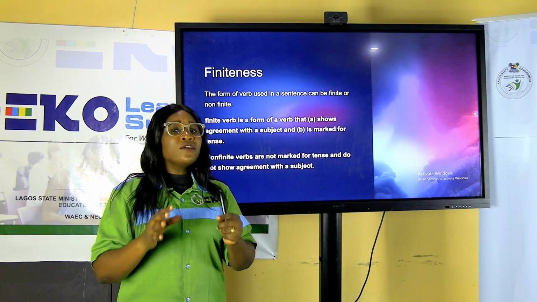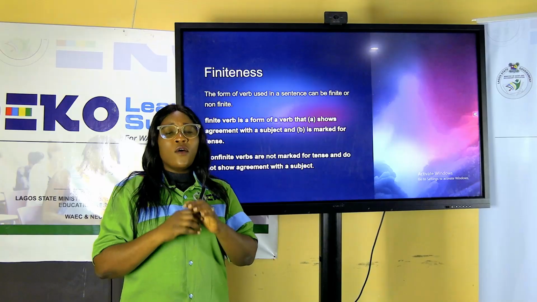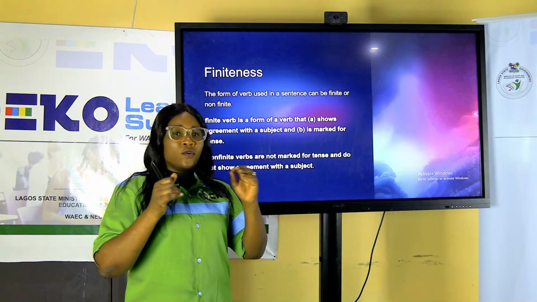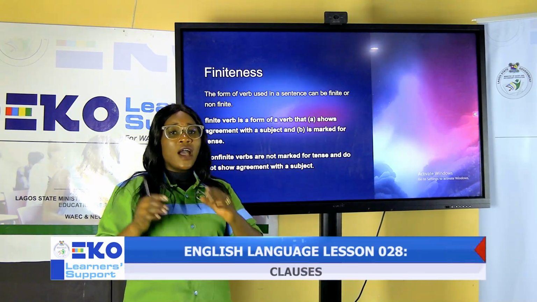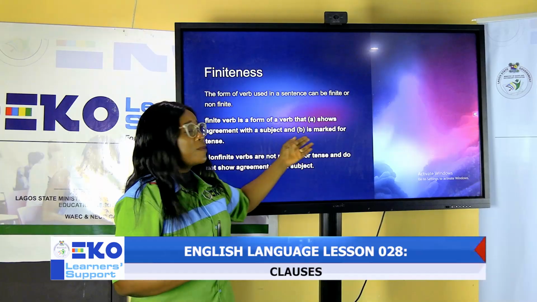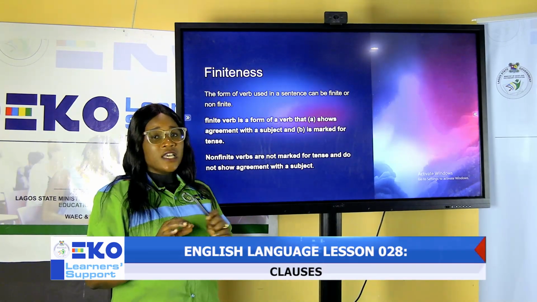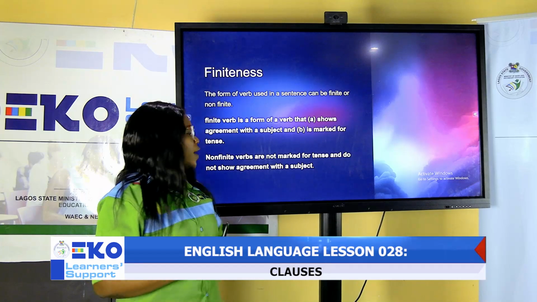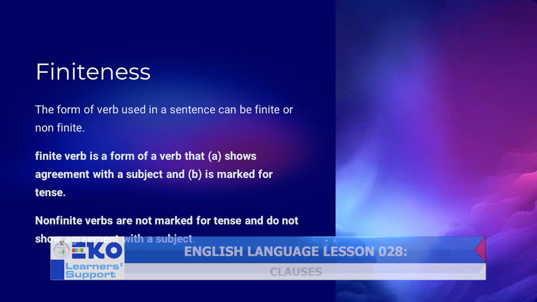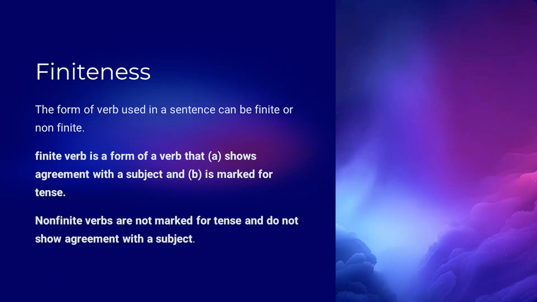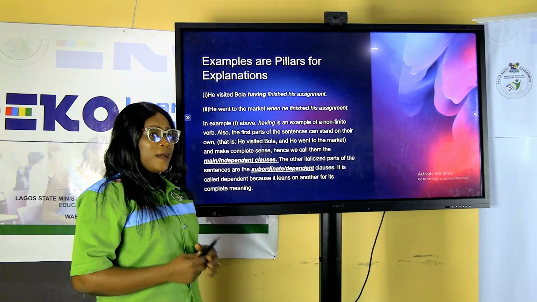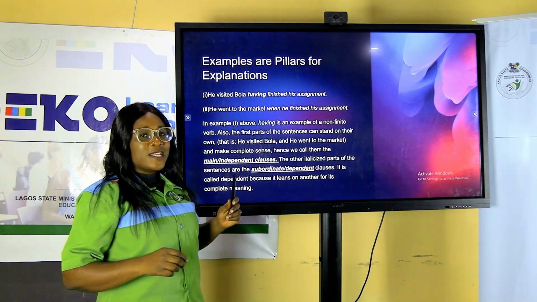Simply put, how do we test for finiteness? Once it agrees with the subject and once it can also be marked for tense, then the verb is finite. If it cannot, it's a non-finite verb. Non-finite verbs are not marked for tense and do not show agreement with a subject. Examples are pillars for explanations.